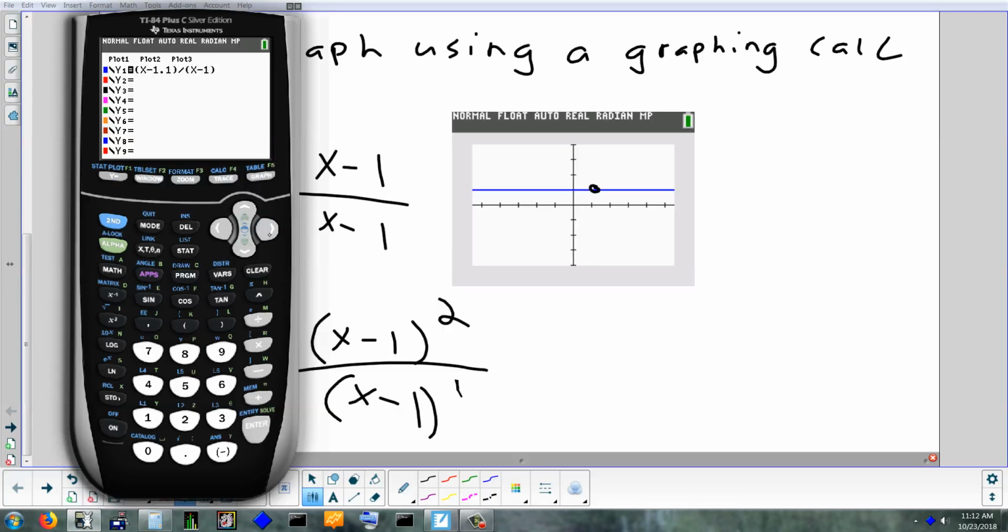So let's make it x minus 1 squared divided by x minus 1. Just looking at it, you have no idea there's a hole there. It just looks like a line with a slope of 1, y-intercept negative 1. If I zoom out a little bit, I can make the tick marks 1 unit each, so it'll look a little more accurate. But if we try to trace to 1, there's no y value. So another hole in the graph.